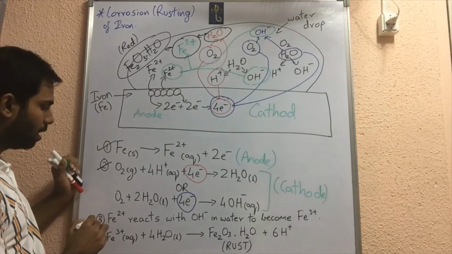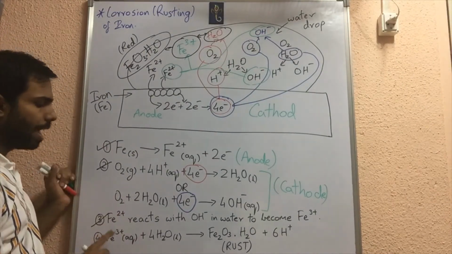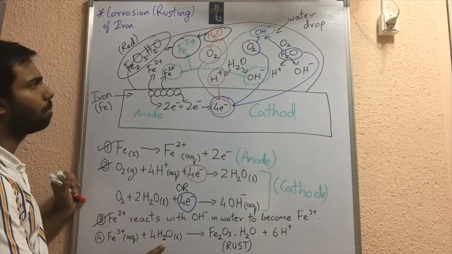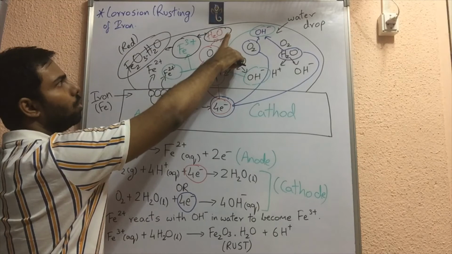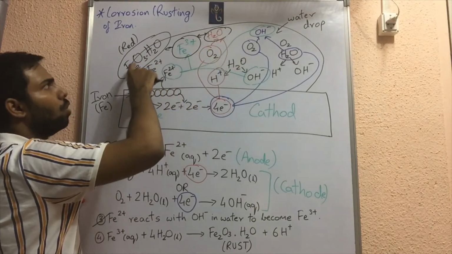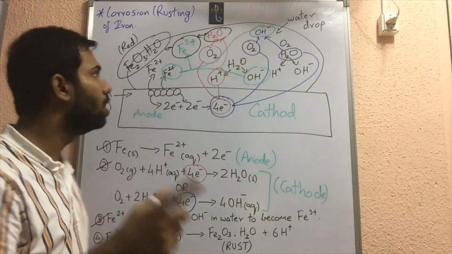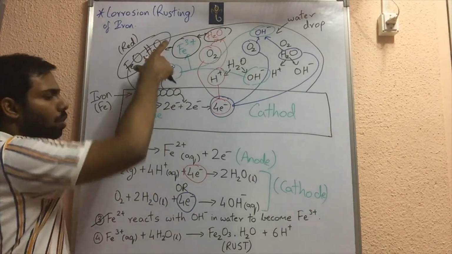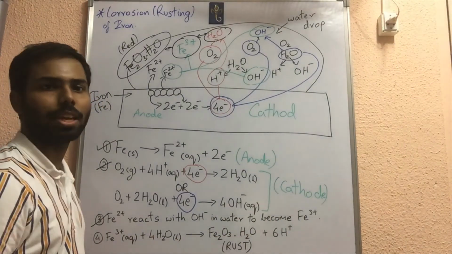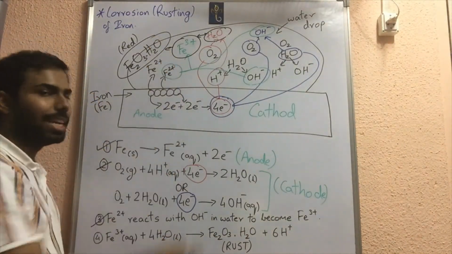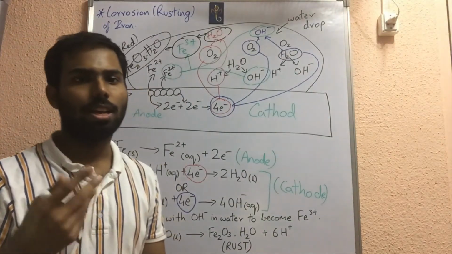Okay, so we are done with our third step also. Now the last step is remaining, Fe3 plus water molecule. So जो Fe3 plus बन गया, that is going to combine with one water molecule and it is going to give you Fe2O3 dot H2O. This entire thing is one molecule. Okay, so Fe2O3 plus H2O, that's what we call rust. और end में तुम्हें 6H plus ions भी मिल जाएंगे. So this is the entire process of corrosion of iron or rusting of iron.